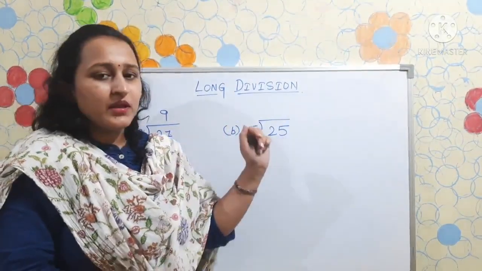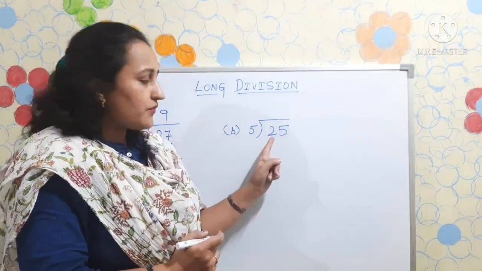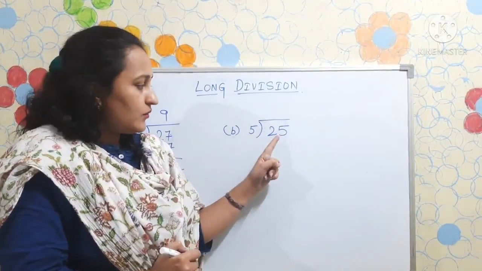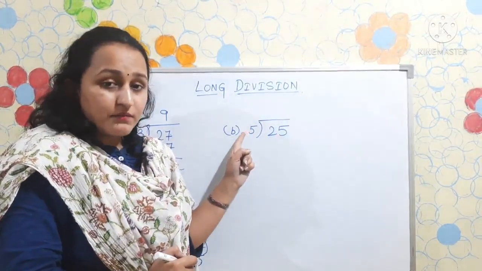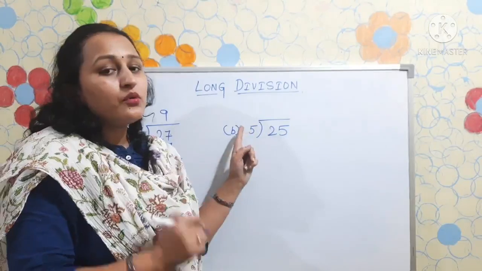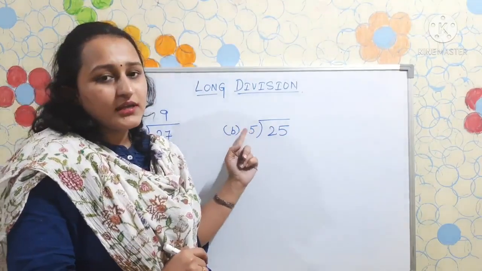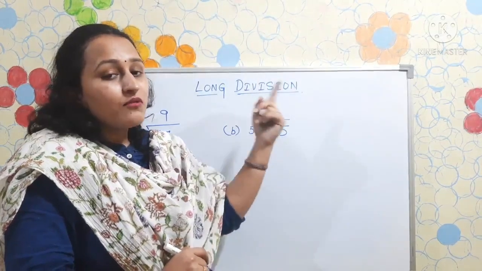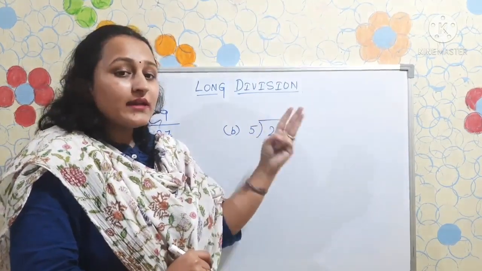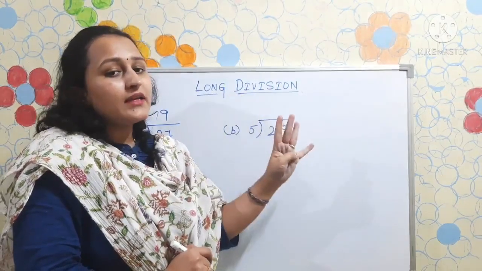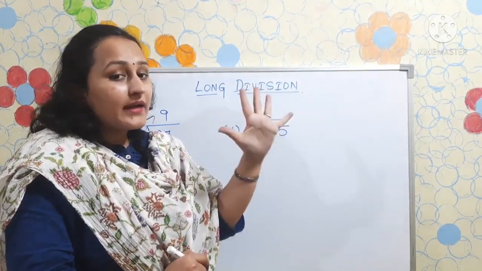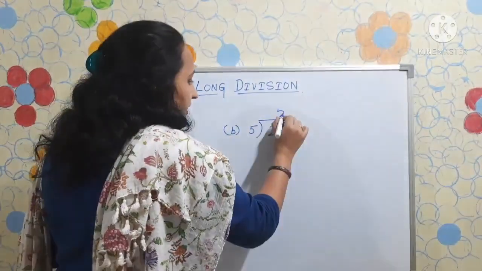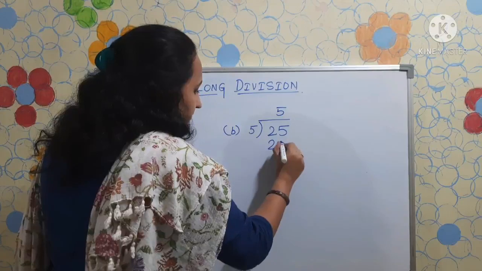Let us see this one. Now, the question: how are we going to read this question? 25 divided by 5. You have to recollect the 5 multiplication table here. 5 times 1 is 5. 5 times 2 is 10. 5 times 3 is 15. 5 times 4 is 20. 5 times 5 is 25.